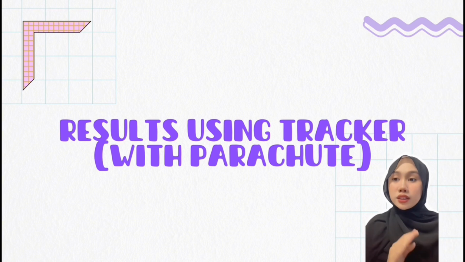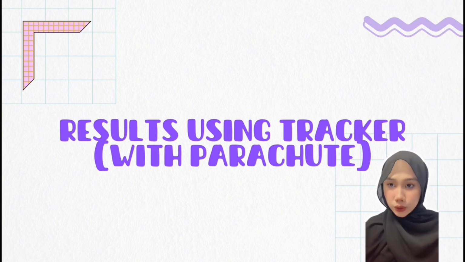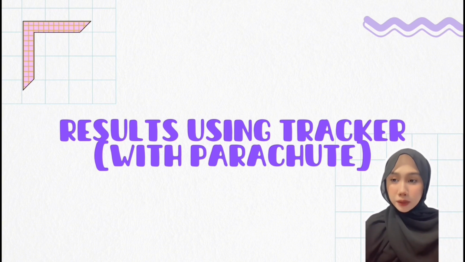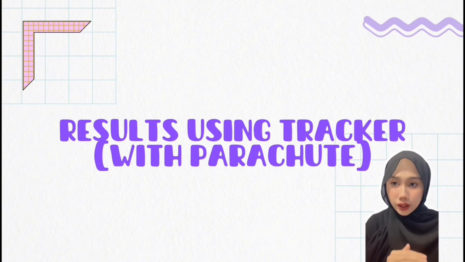In this part, I will discuss the results obtained when a parachute is used. The purpose of using a parachute is to study the effect of air resistance on the motion of the balloons.